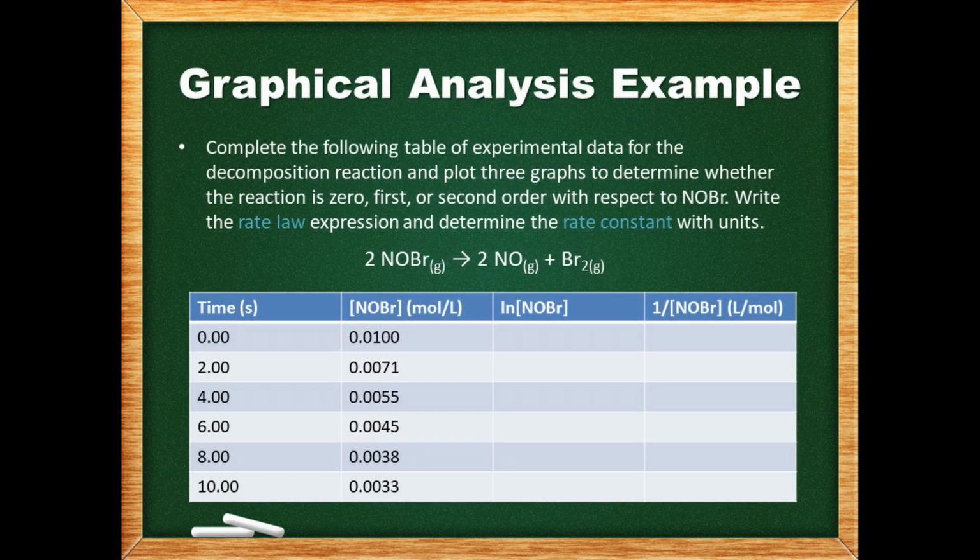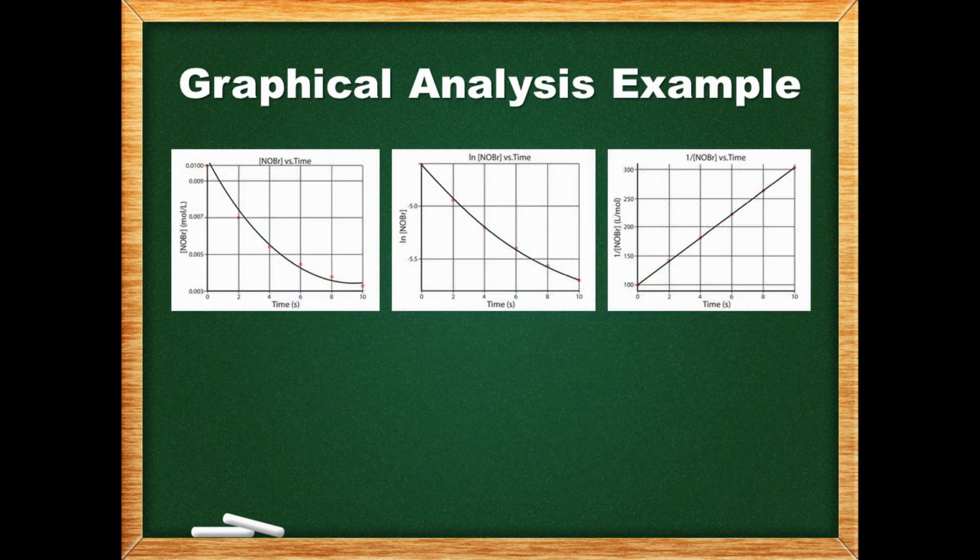Let's try a graphical analysis problem. We first need to complete the table, which is pretty straightforward. We then use this data to make 3 plots to determine if the reaction is 0, first, or second order. When the data is plotted, the graphs look like this.